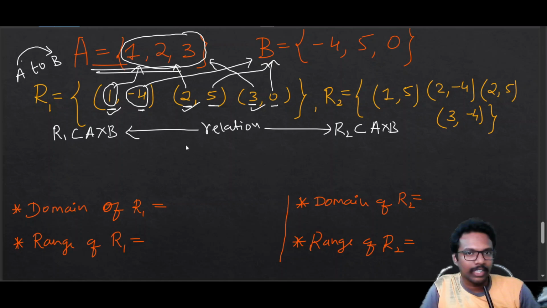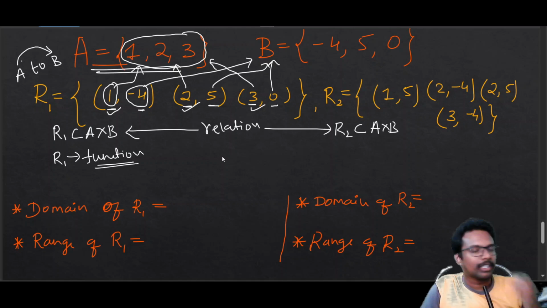So first condition is satisfied. Next, every element of A has one and only one image in B. So 1 has -4 as its image, 2 has 5 as its image, 3 has 0 as its image. So every element of A has an image here. So it means R1 is a function. You can say this R1 is a function. Okay, so it satisfies the definition of function.